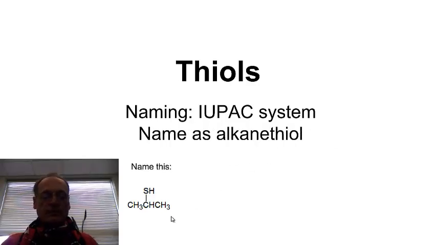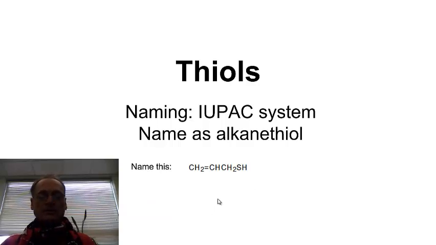Let's try this compound right here. Obviously 3-carbon chain, so it's going to be propane. Has an SH on it, so it's going to be propane thiol. The SH is not on the first carbon, but on the second carbon, so it's going to be 2-propane thiol. Let's name this one. Same one we saw a minute ago. Obviously it's a propane group, except it has a double bond in it, so it's propene. And it has a thiol group on it, so it's going to be propene thiol.